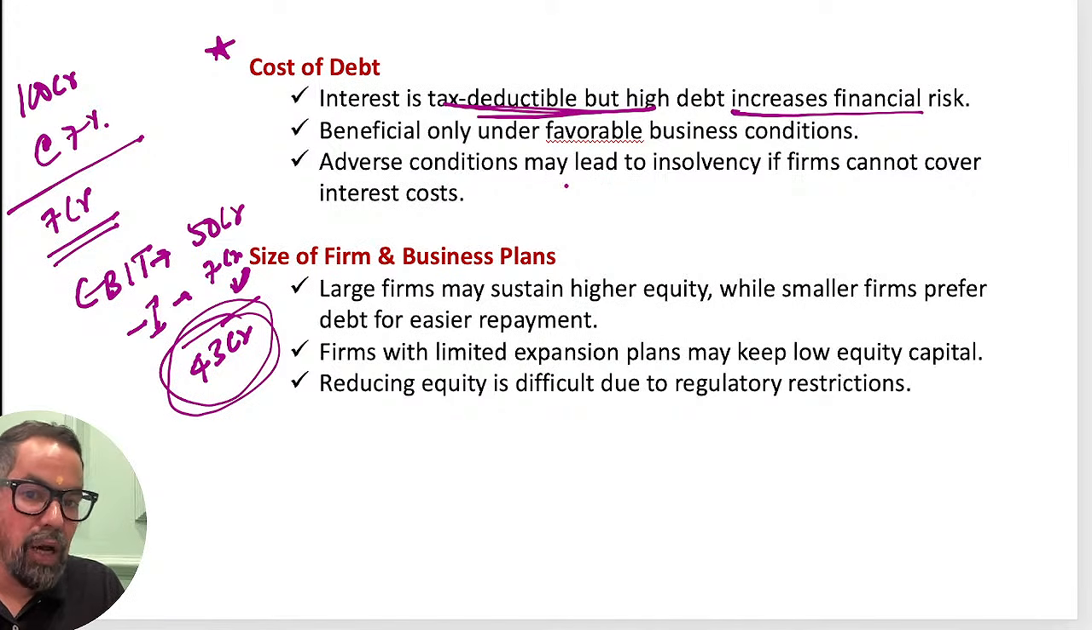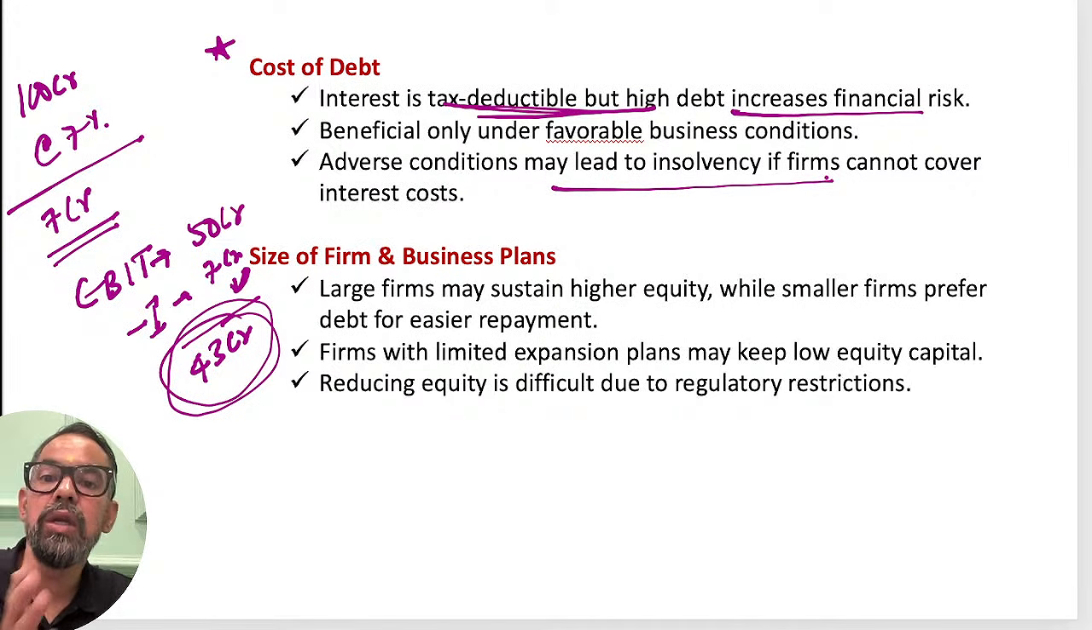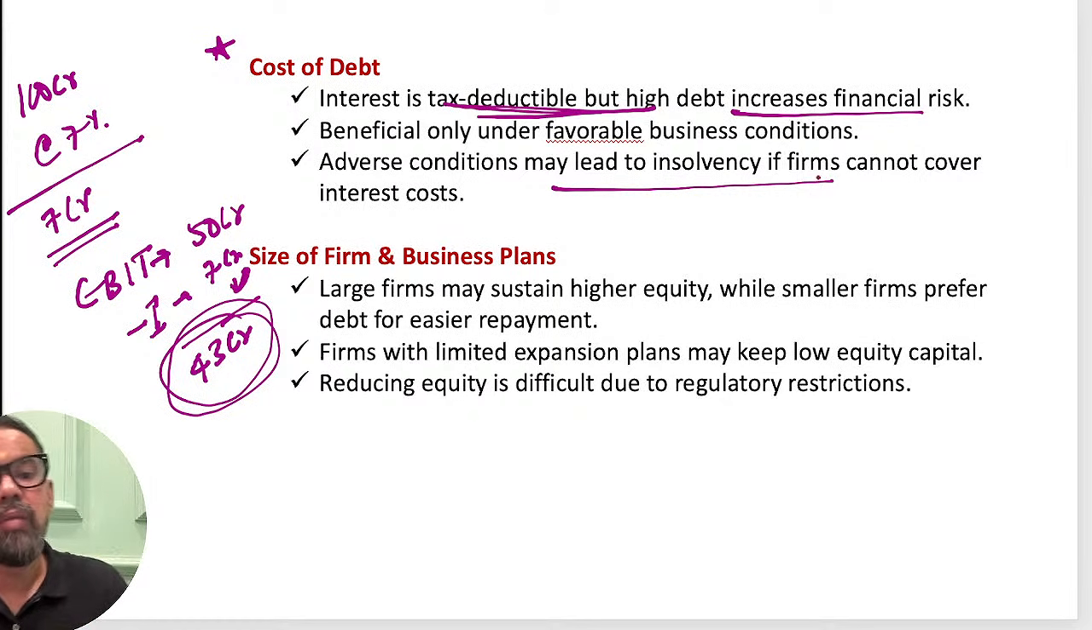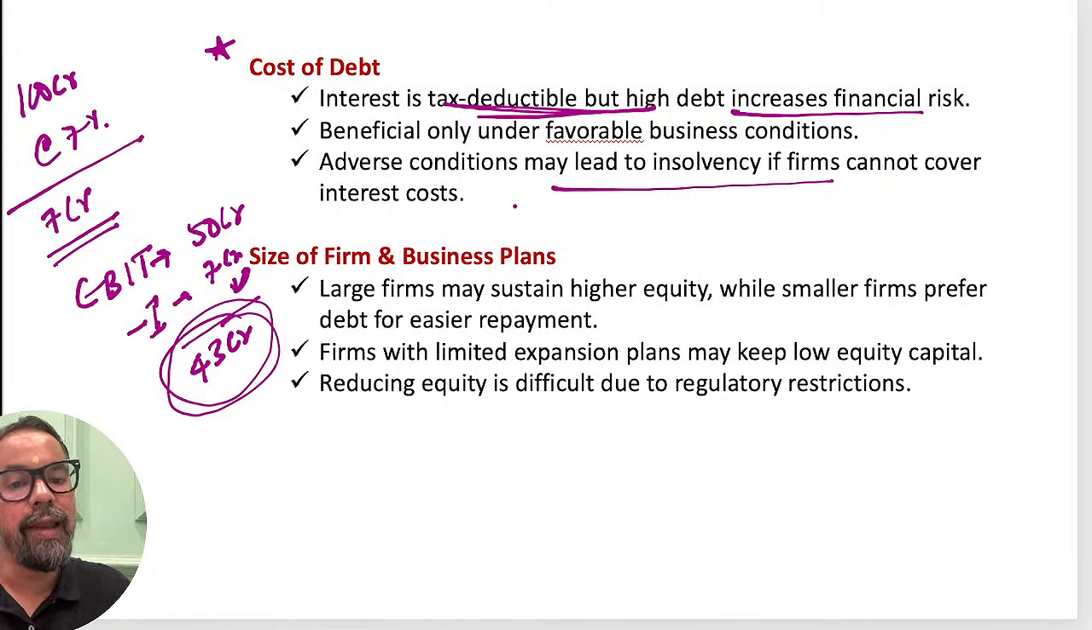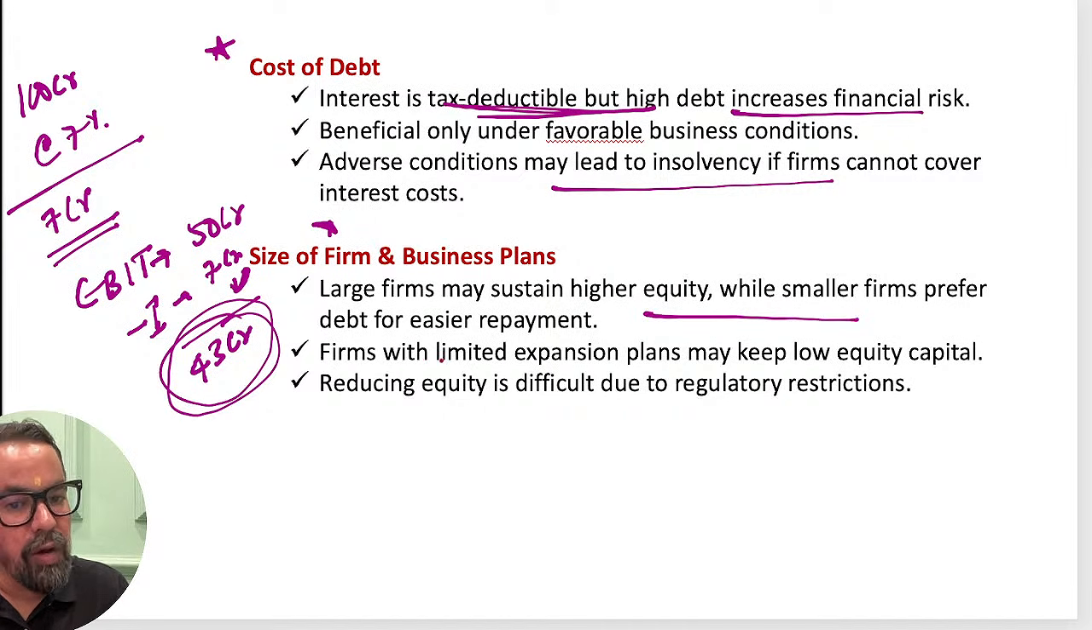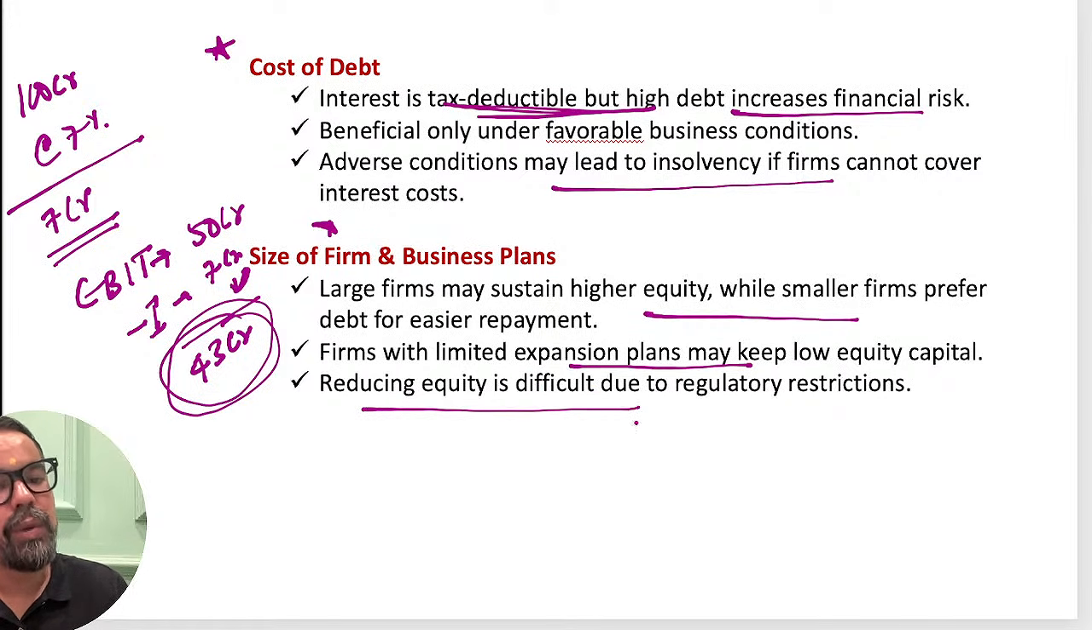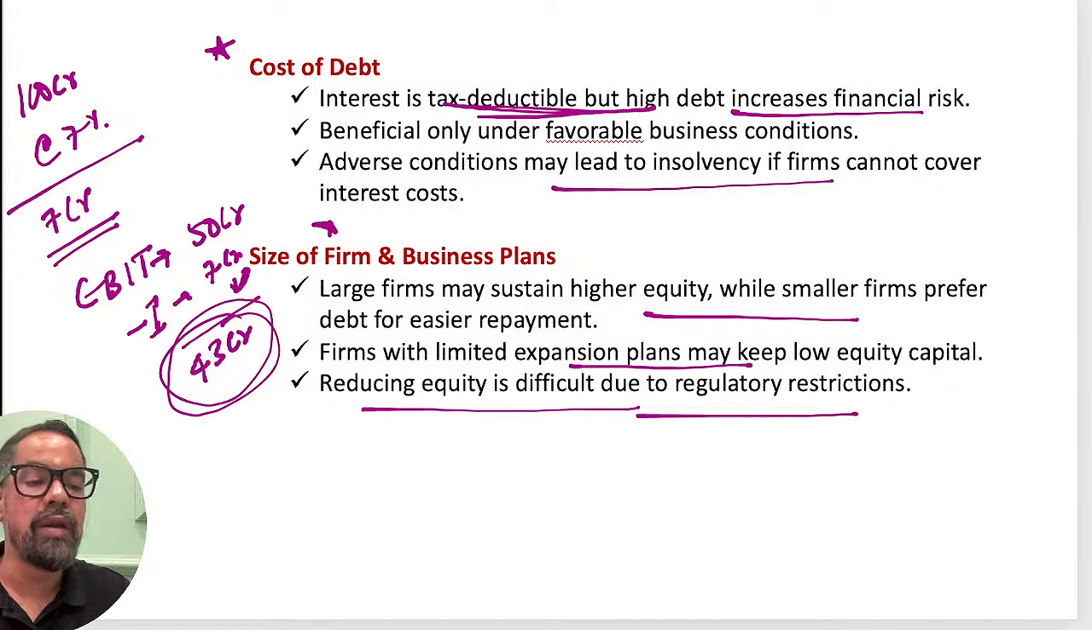Now the question is why we do not go only with debt. Because in adverse business conditions and all, there can be a situation of a debt trap itself, right? So if, let's say, there is business risk in the market or economic recession and all, that can lead to companies facing some sort of challenges with servicing that particular debt itself. Size of firm and business plan: a large firm may sustain higher equity. Firms with limited expansion plans may keep lower equity capital. Reducing equity is also difficult due to regulatory restrictions.